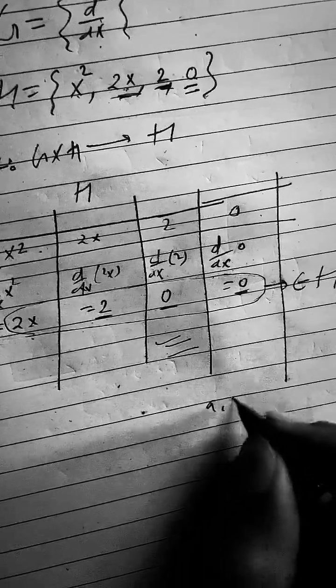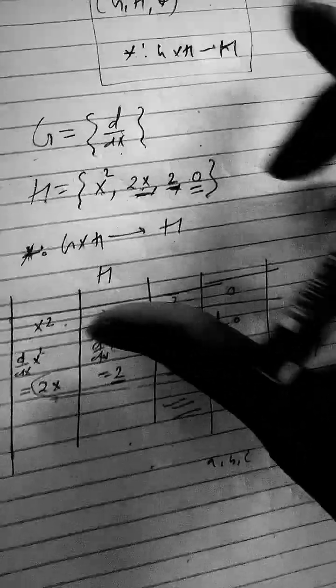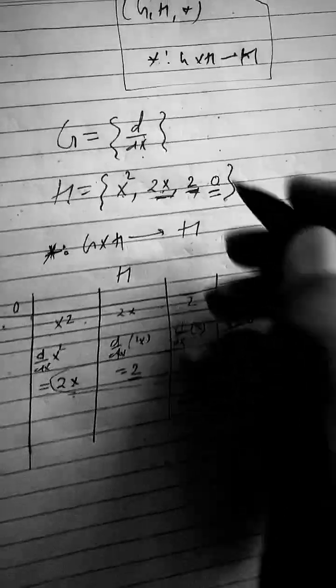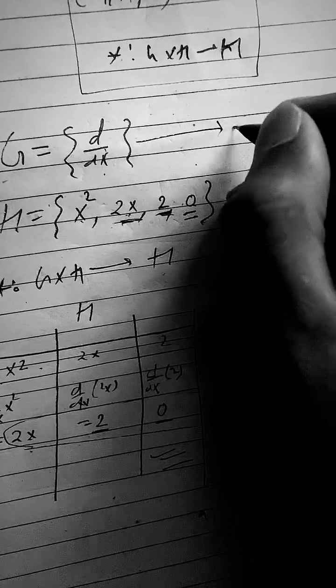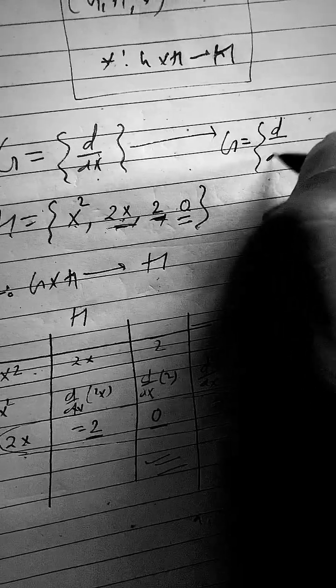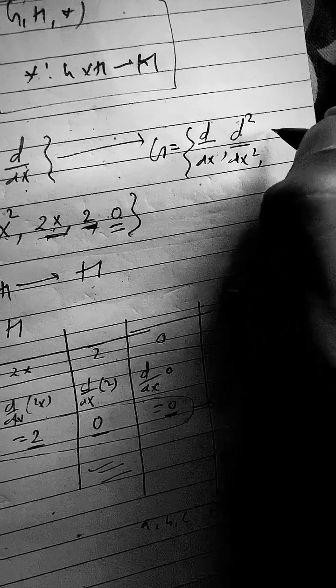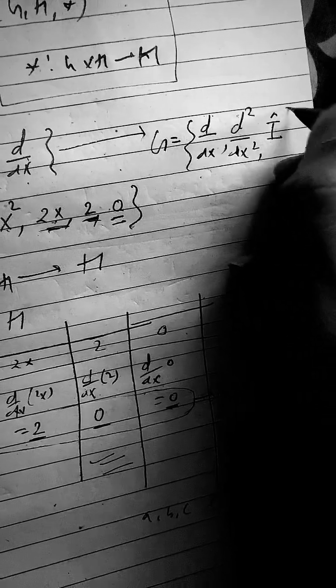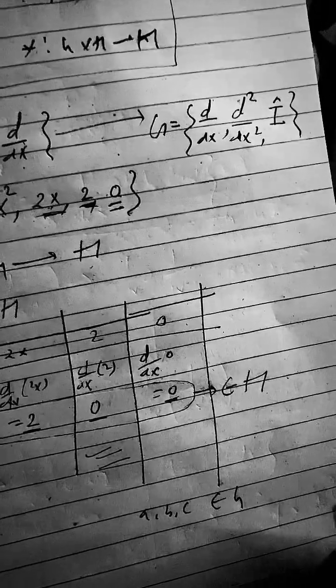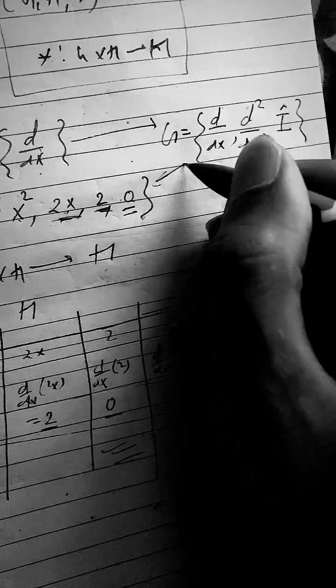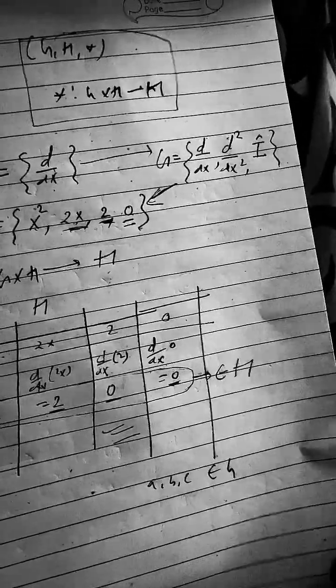Now we are going to check associativity, and for associativity we need a minimum of 3 elements A, B, C coming from G. But here we have only 1 element. So let's extend this idea, and we keep 3 elements here. We extend this and say G has 3 elements, which is d by dx, another is d square by dx square, and another is an identity operator, which is going to do nothing. Now this will act on this set.